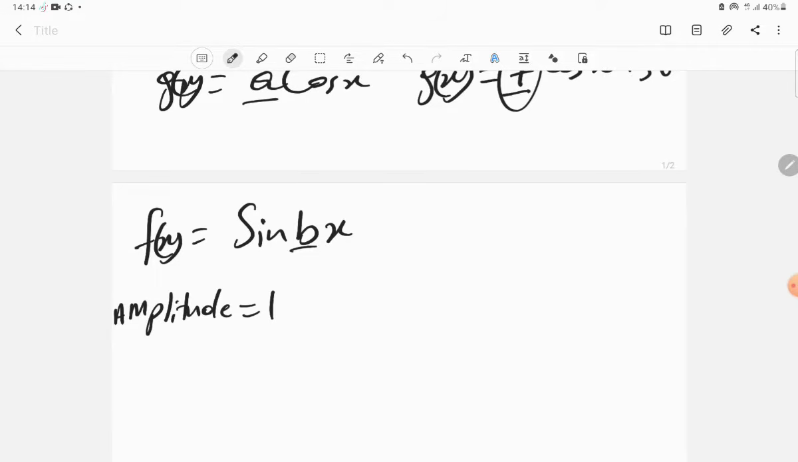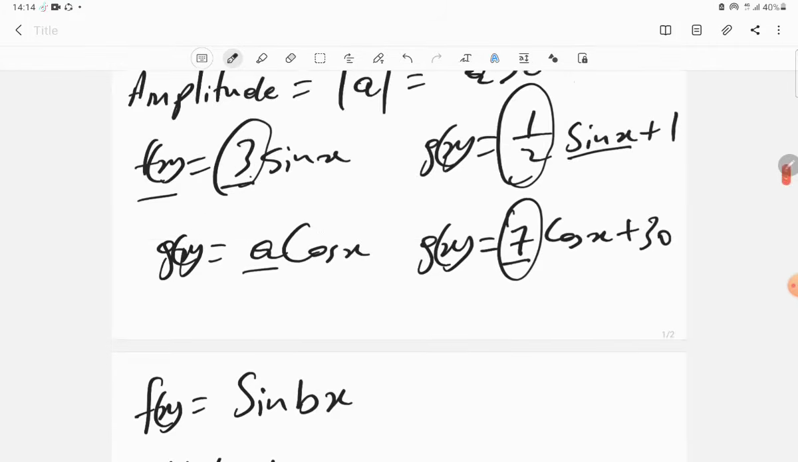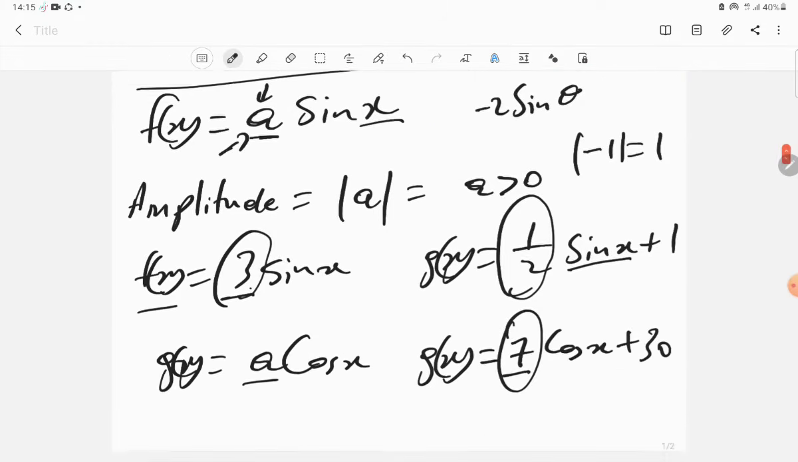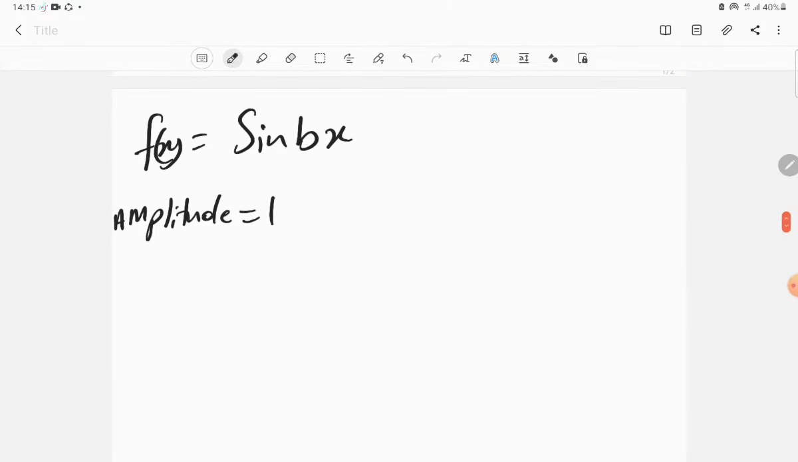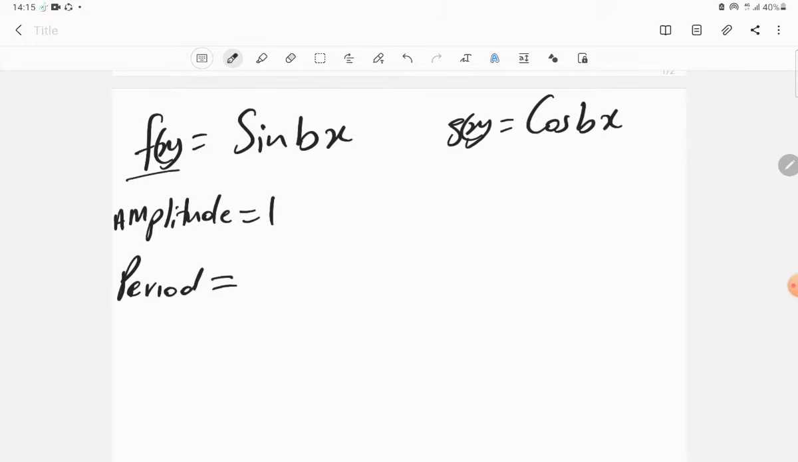But now, what is the effect of this value B? Because B was not there from the beginning. So the value of B affects only the period of the graph. Now, what is the period of this graph of f? If someone asks you about the period of a sine graph or a cosine graph, we can also have this graph over there. We have bx. So how does this b affect the period?